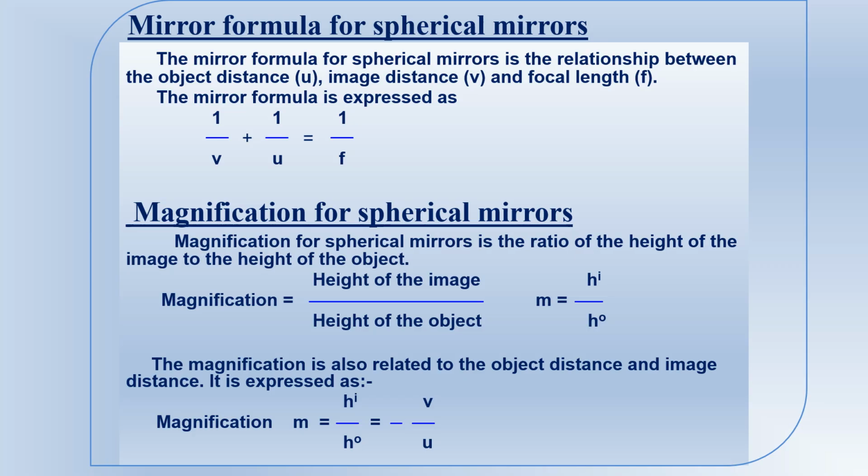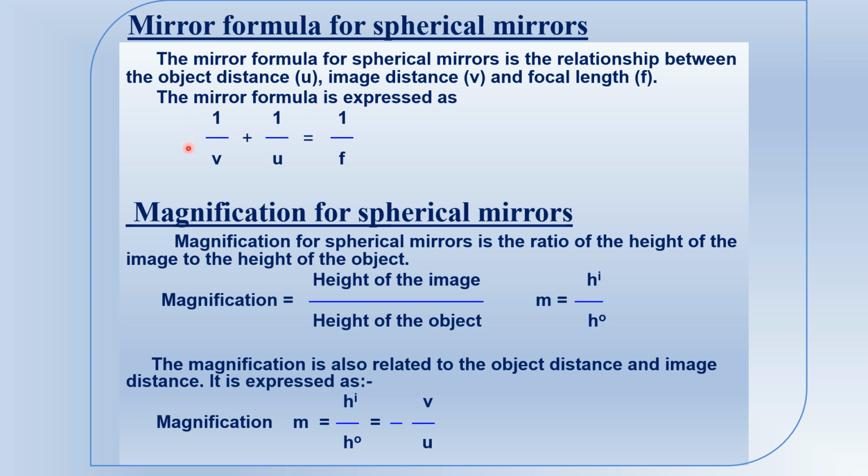So next we are going to see the mirror formula for spherical mirrors. In a spherical mirror, the distance of the object from its pole is called the object distance. The distance of the image from the pole of the mirror is called the image distance, and the distance of the principal focus from the pole is the focal length. The relationship between these quantities, V, U and F, is called the mirror formula.